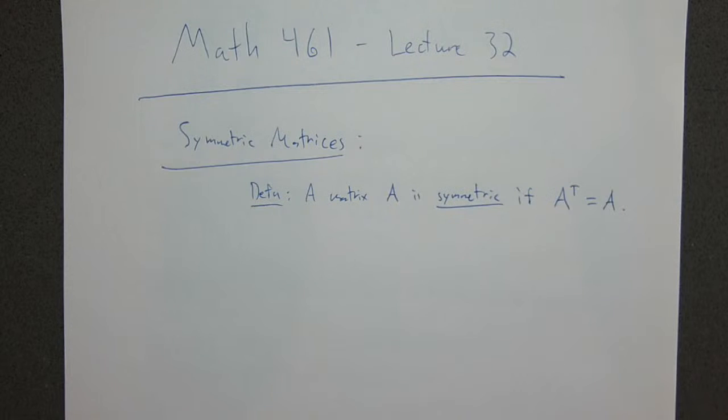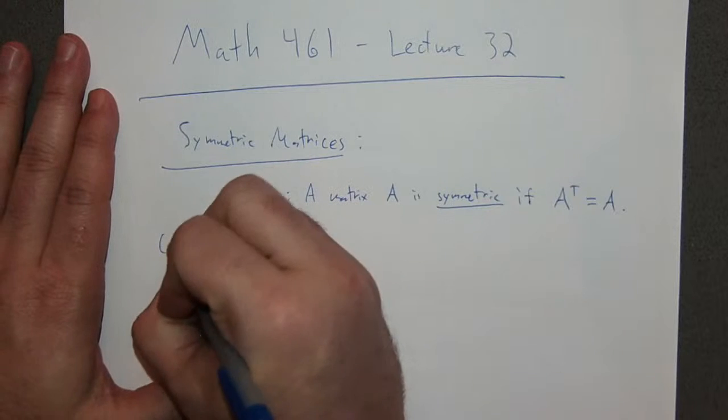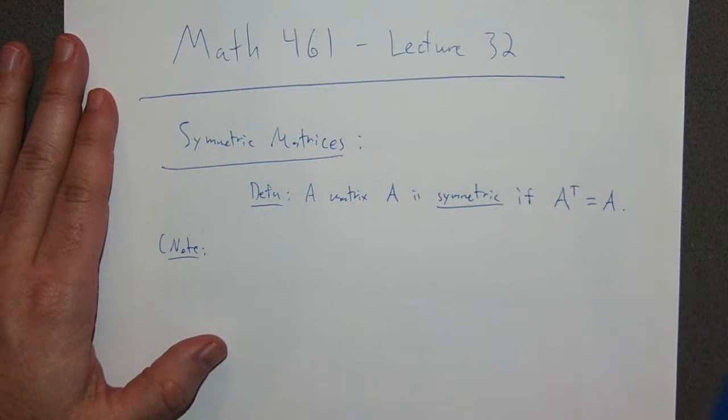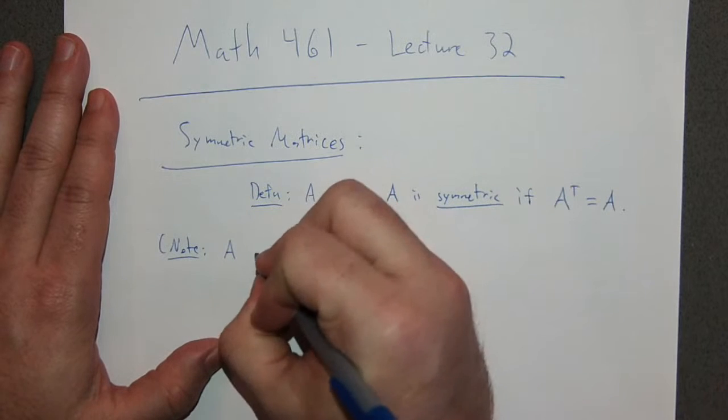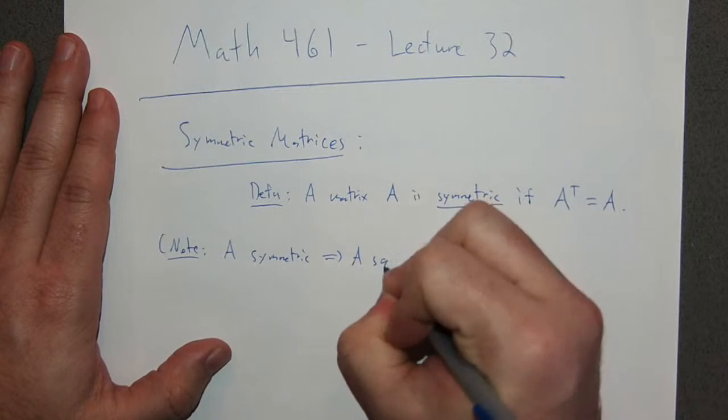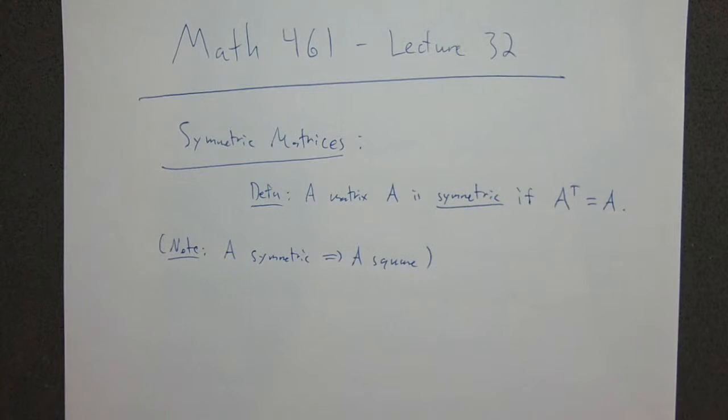Now, intuitively, just thinking about it for 2 seconds, what does that tell you? If it's equal to its own transpose, one, it's got to be square, right? Since transpose switches the roles of columns and rows, you could not have an m by n matrix be equal to an n by m matrix. So it's necessarily got to be square. So note that if a matrix is symmetric, it's got to be square, even if it doesn't say it's square. So A symmetric implies that A is square. All right, so that's one thing.